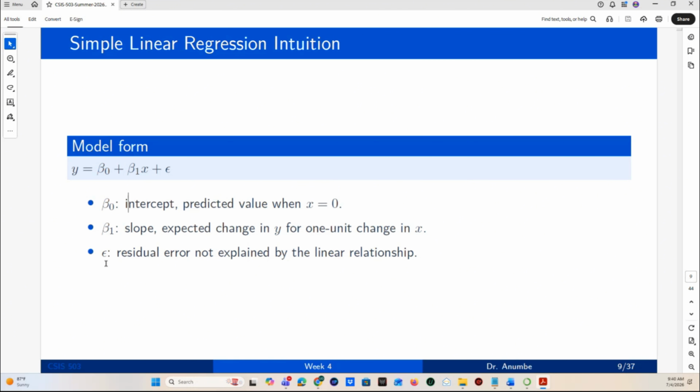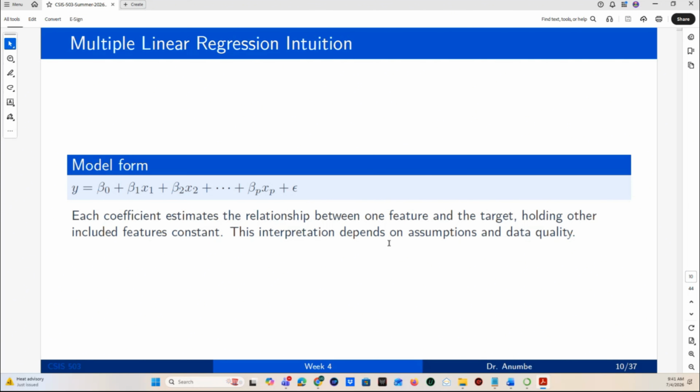And then your residual is the error not explained by the linear relationship. When I create this linear relationship, I might get some kind of variance, the difference between what's predicted and what's real. That is some kind of error that the relationship does not explain. So anything this relationship cannot explain, that difference, we put in as our error. So this is an example of a linear regression model.